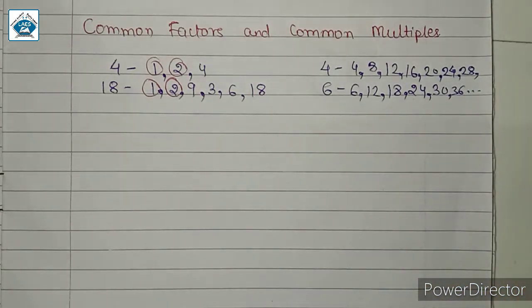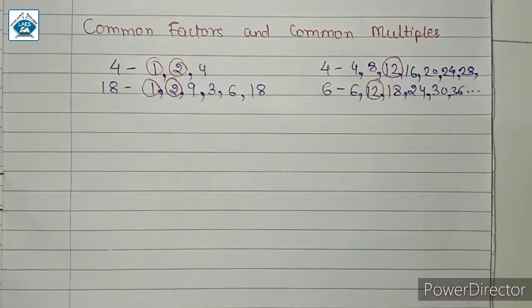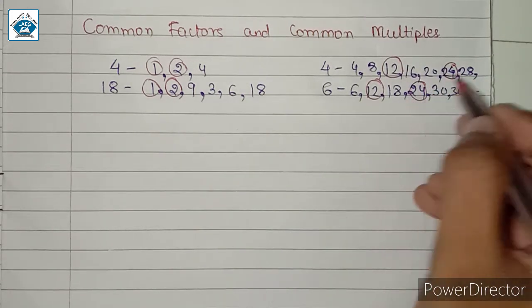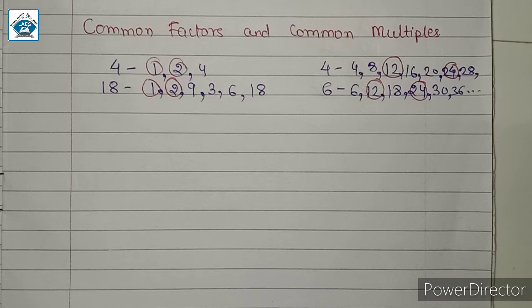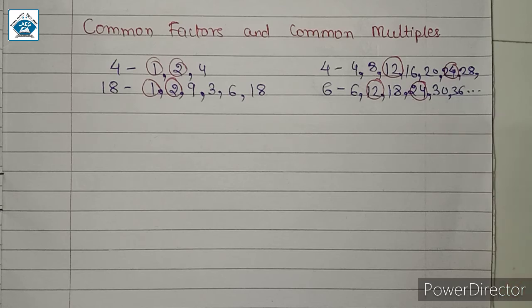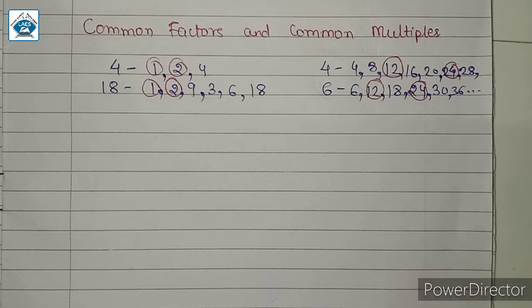Now we are getting some common numbers. Here we have 12, which comes in the table of 4 and also in the table of 6. Apart from that, here we have 24, which is present in both tables. That means we can say that the common multiples of 4 and 6 are 12 and 24. These are 2 common multiples. If we multiply further we can get more common multiples, but here 12 and 24 both are common multiples of 4 and 6.